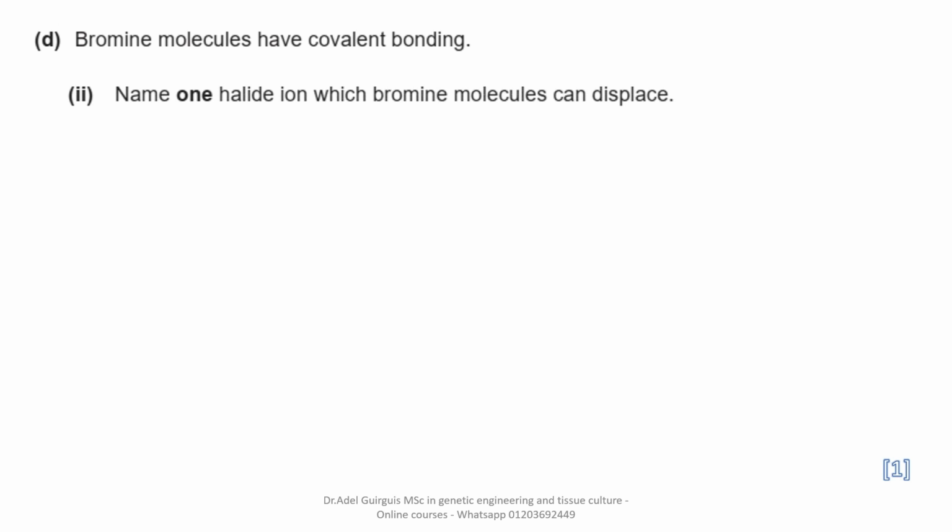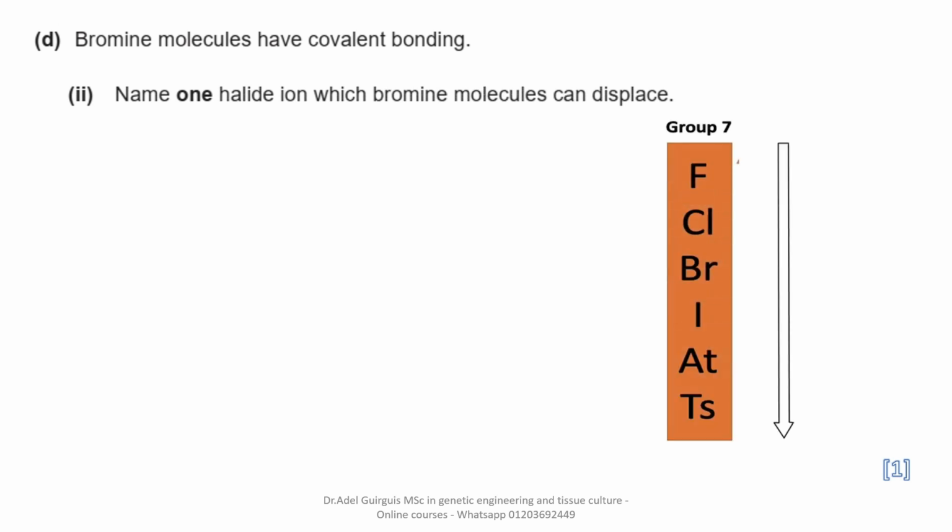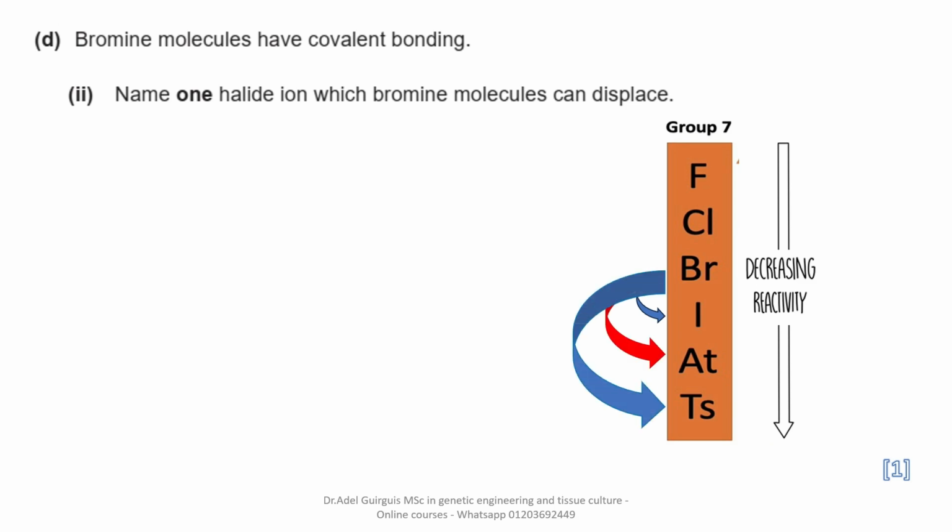Name one halide ion which bromine molecules can displace. Bromine lies below chlorine and above iodine. As we move down the group, what about reactivity? Reactivity decreases. Okay, bromine can displace iodide ion, astatide ion, and tennesside ion. He asked about halide ion, not the element, the ion of the element. Iodide, astatide, and tennesside ions.